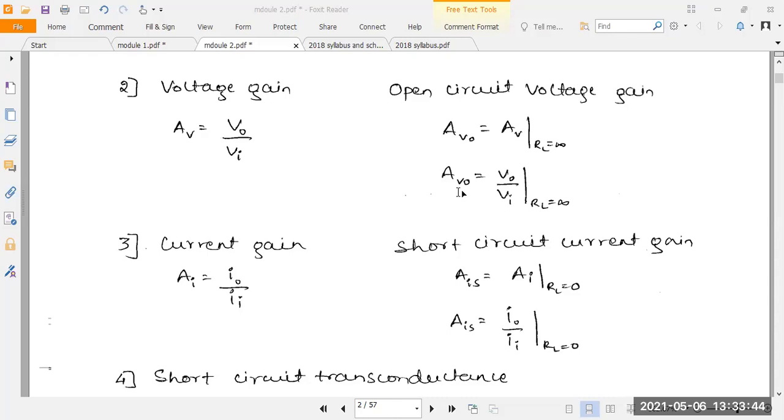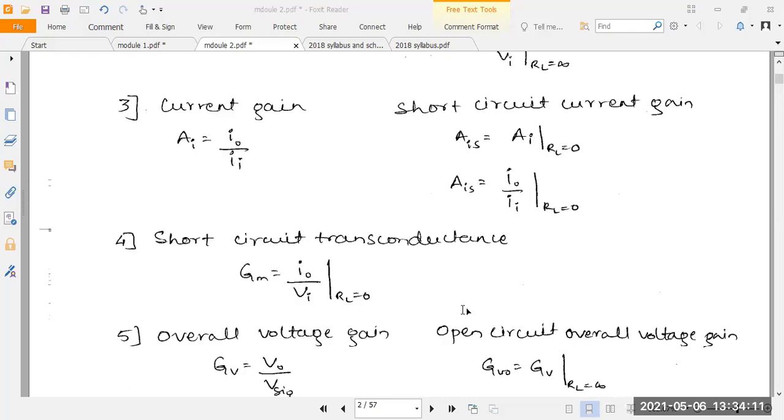Same thing for the current gain. For current gain you take Io divided by Ii. Here we take the short circuit. Short circuit means it's a closed circuit, and a closed circuit means RL is 0. For the voltage we took infinity, right? Here you want to consider RL as 0. The short circuit current gain is Ai. Ai means what here? Output current divided by input current.